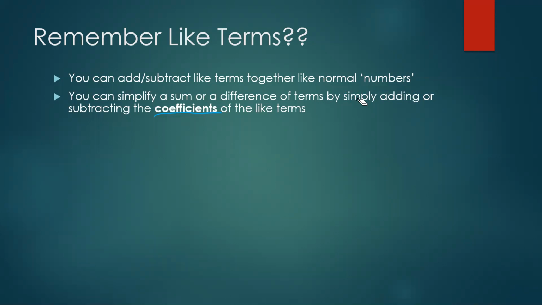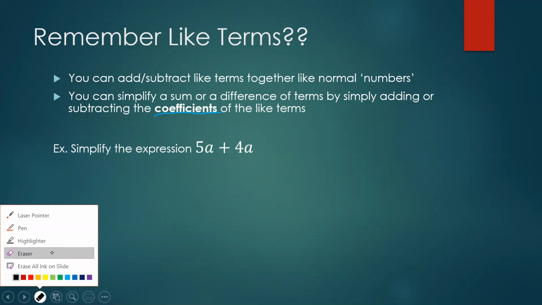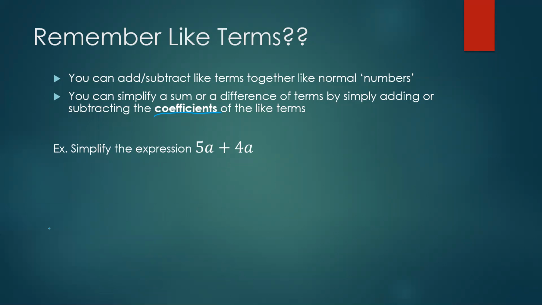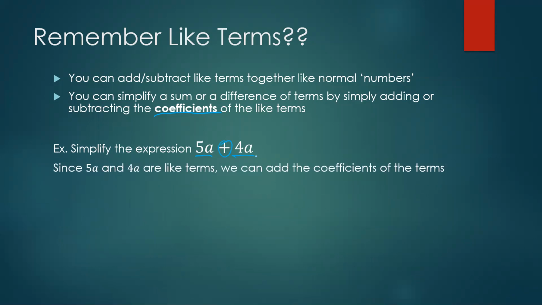Okay, so some examples here. If I ask you to simplify this expression, 5a plus 4a, I notice first that they are like terms. Because they are like terms, I can definitely add them up. I'm going to add them by simply adding their coefficients. So I take the number in front, the 5 and the 4, and add them up. So 5a plus 4a gives us 5 plus 4 in front of the a, and that gives us 9a.